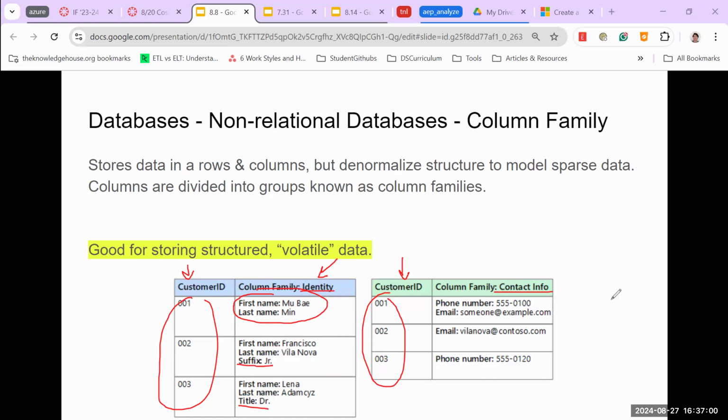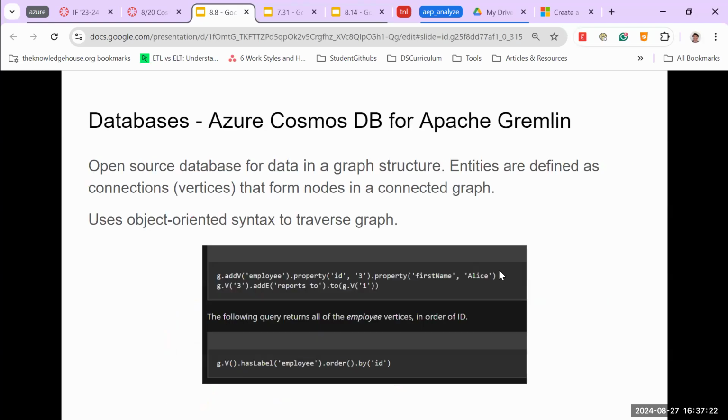Furthermore, here we have phone number. Occasionally, we don't have phone number. So whenever you're getting volatile data that varies in structure like this, column family databases are a pretty good idea. You probably don't want to coerce or force this into a relational database, because once again, you're going to get a lot of missing values.